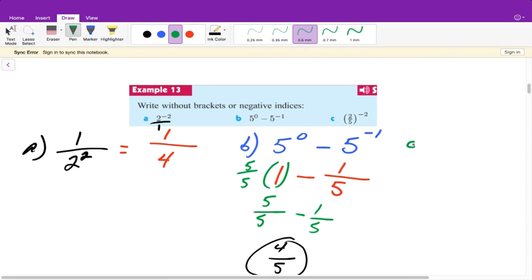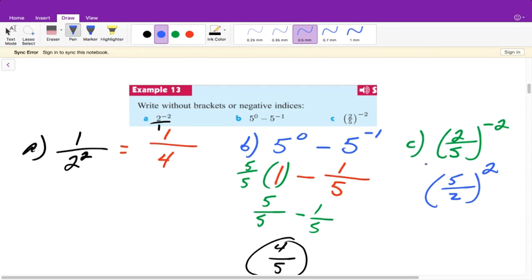All right, then the last one for C, we have 2 over 5 raised to the negative second power. Now, the good thing about this one and why I wanted to go through this is when we have a fraction being raised to a negative power, we simply take its reciprocal, so it becomes 5 over 2, and we can make the power positive. If we flip the fraction that's inside, it makes our negative power positive. And now we learned before that we can distribute this power in, so it becomes 5 squared over 2 squared, which we know is equal to 25 over 4.